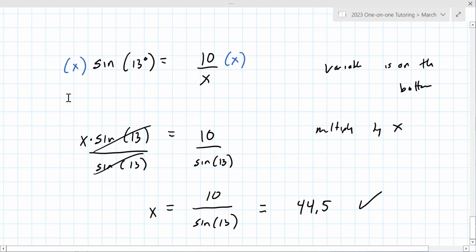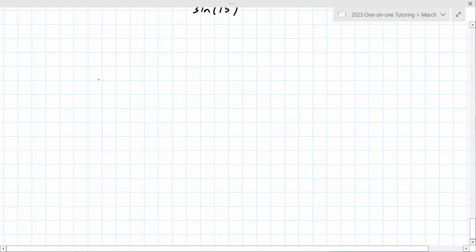Any questions on this? Because I want you to do one on your own now. If you have questions, please ask. I think I got it. So let's review. You multiply by x because x is on the bottom. The only way to get the variable out of the bottom is to multiply by it. Then you rewrite it as x sine 13 equals 10. No more x on the right. Then we say sine of 13 is really a number, so we're going to divide by it. So here's one for you to try, different numbers, but it's the same steps.